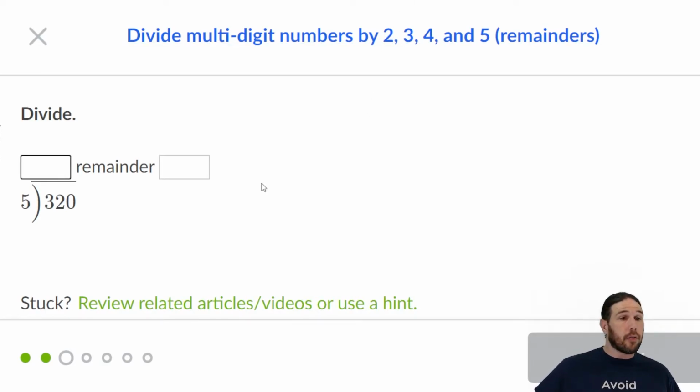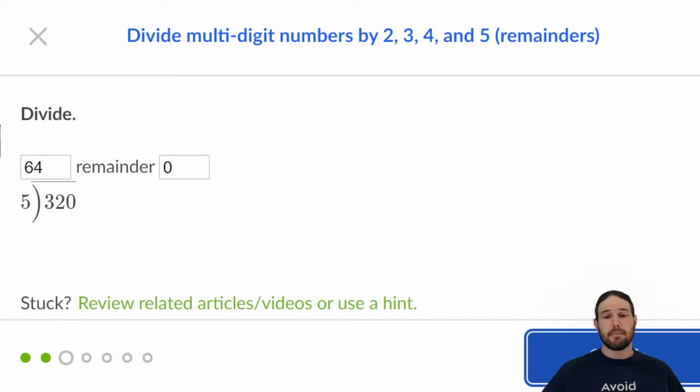320, we already know the remainder is going to be 0. Again, it ends with a 0, so it's divisible by 5. Let's see. Dividing by 5, again, I divide by 10. 320 divided by 10 is 32. Then I double it. I get 64. Remainder 0.